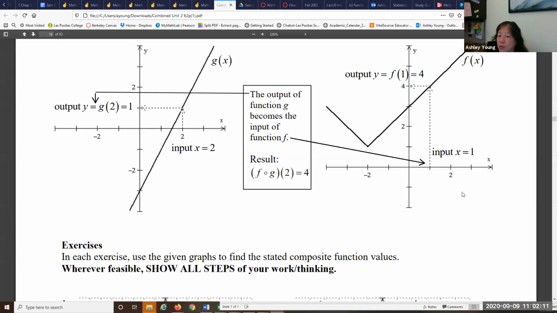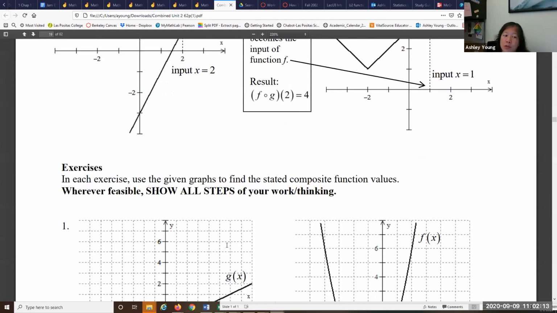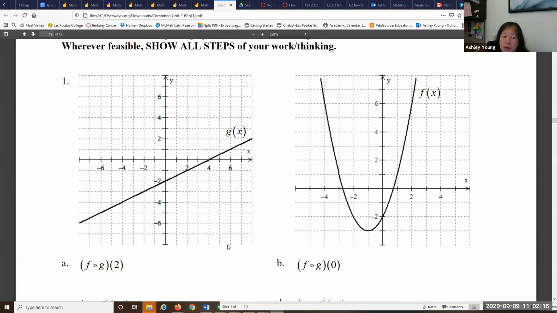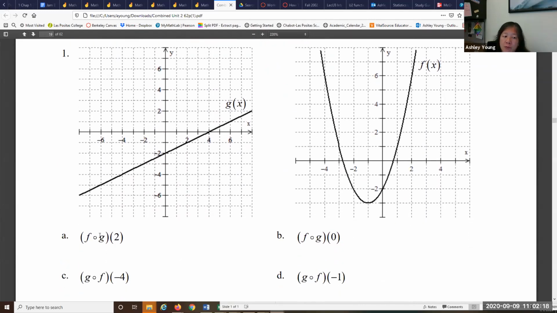Sometimes it'll go left to right. Occasionally you have to go right to left. These are f of g of x, so g is first, going left to right. But then these ones here are going to go g of f of x, so you're going to do f first. And again, I would rewrite these right away as g of f of x, f of 2.